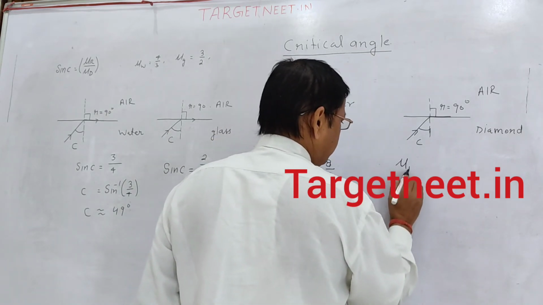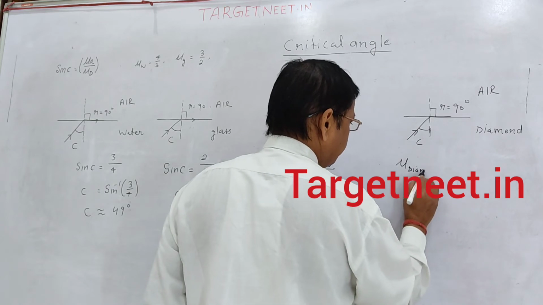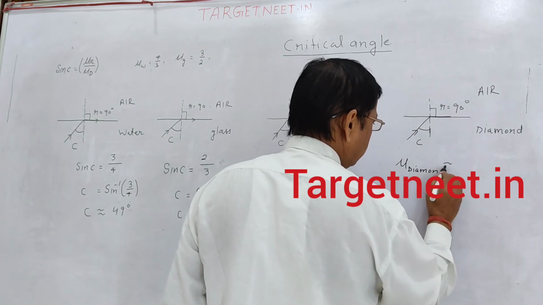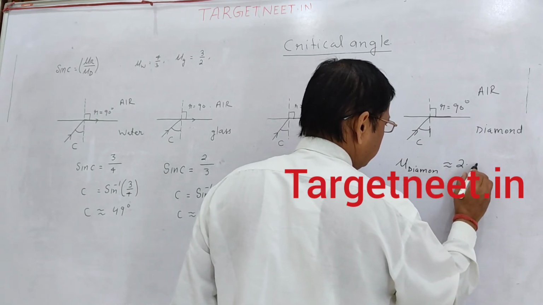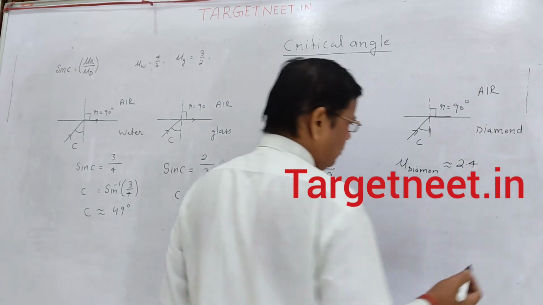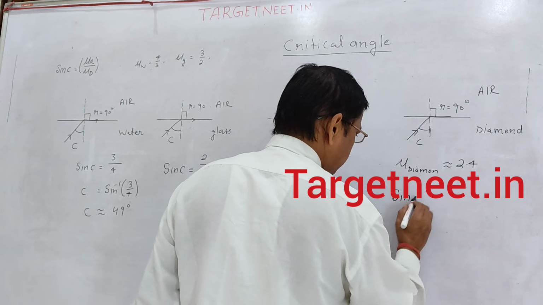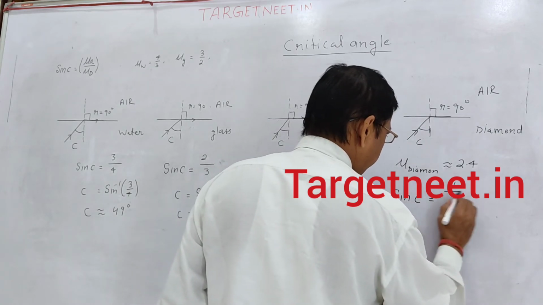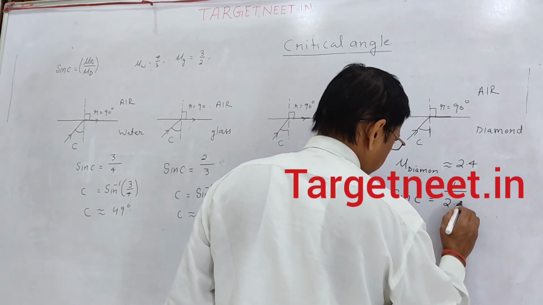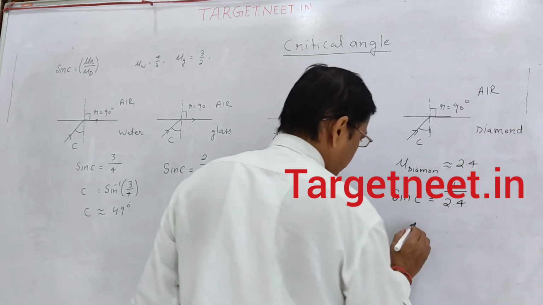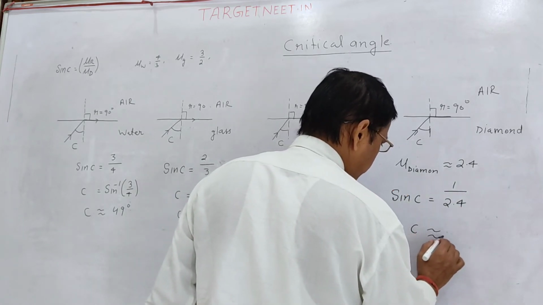Refractive index of diamond is around 2.4 or 2.5. So sin C is 1 divided by 2.4. So C is nearly 24 degree.